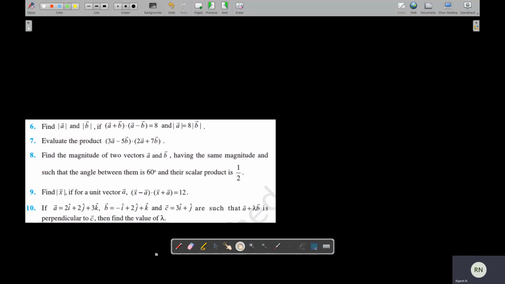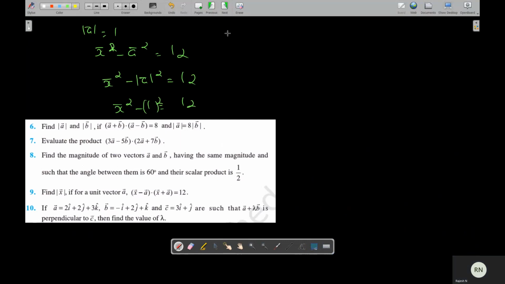What is the next question? Find modulus x bar for a unit vector a bar, which means modulus a bar is equal to 1. So (x bar minus a bar) dot (x bar plus a bar) is equal to 12. That means x bar squared minus modulus a bar squared is equal to 12. So x bar squared minus 1 is equal to 12. So x bar squared is equal to 13, so x bar is equal to root 13. So modulus x bar is root 13.